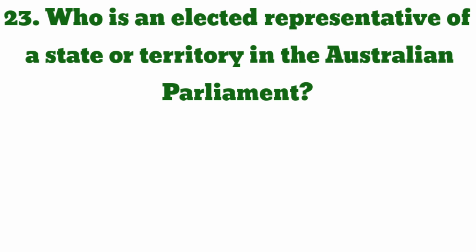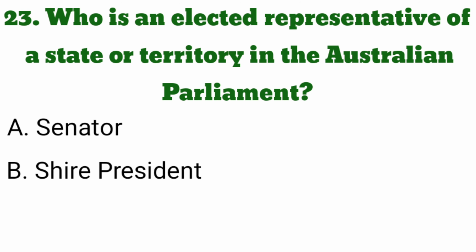Number 23. Who is an elected representative of a state or territory in the Australian Parliament? Letter A, Senator. Letter B, Shire President. Letter C, Councillor. The answer is letter A, Senator.